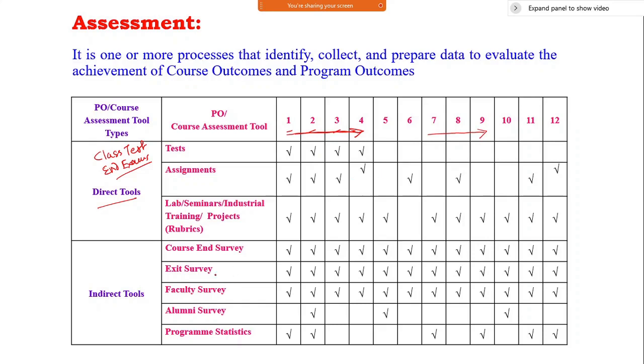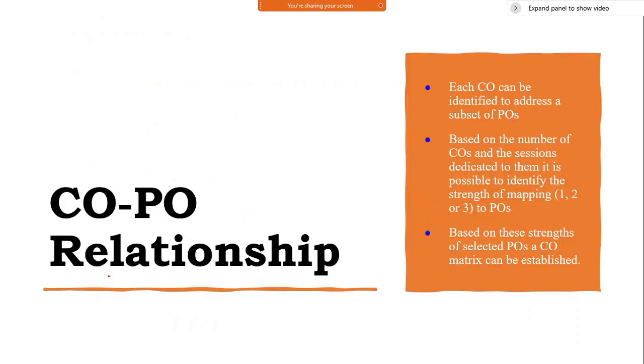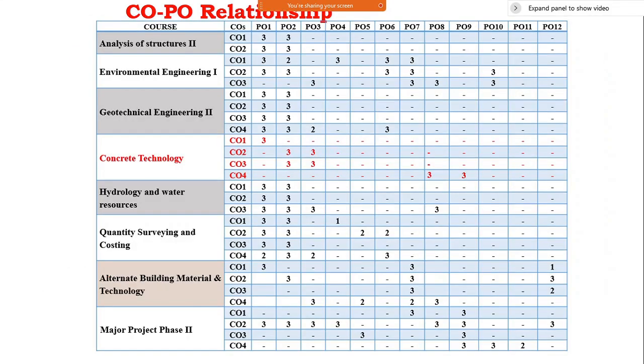And if you look into the exit survey, we may be creating questionnaires for all the POs, and we are asking the students whether they got this knowledge or not, this knowledge or not, like this. That is what is expected. So we'll now create a CO-PO mapping.